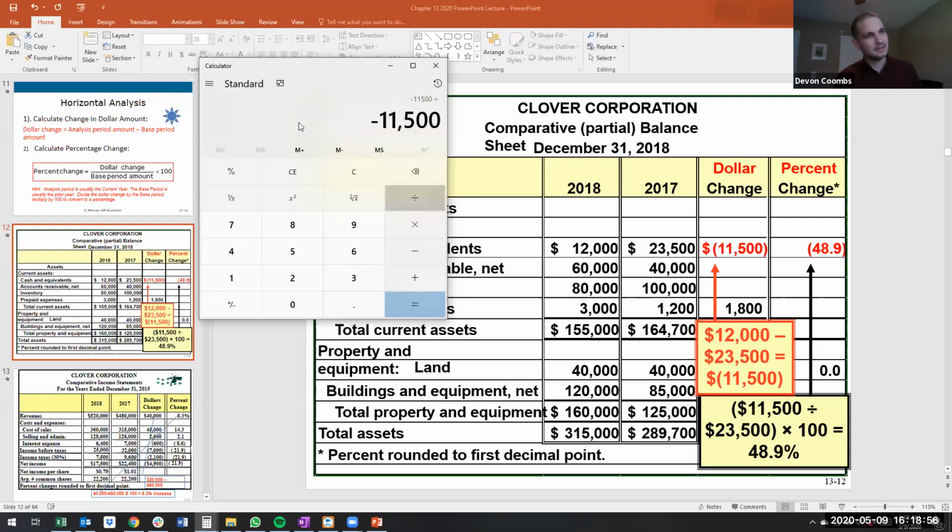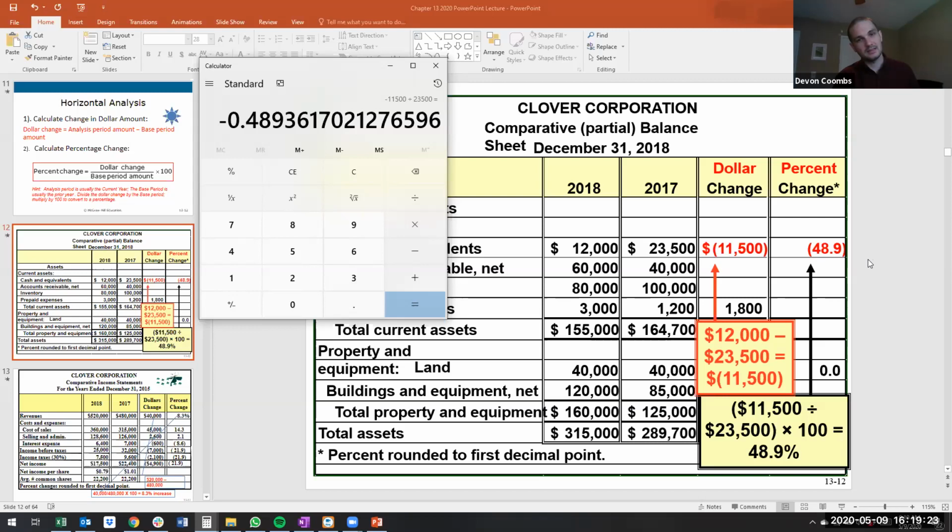Well, what we do is we take the percent change. So we take the 11,500, and then we'd have to divide it by the base period. And so my question in class here is then, what is the base period? Perfect, Sunil. 2017. So we'll take it and divide it by the 23,500, and we get a 48.9% change, a drop.